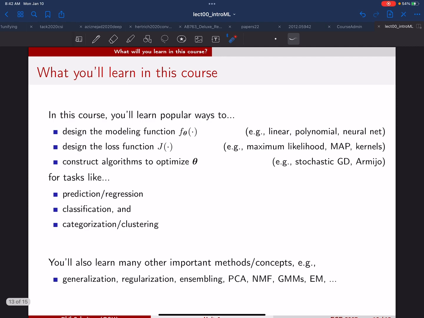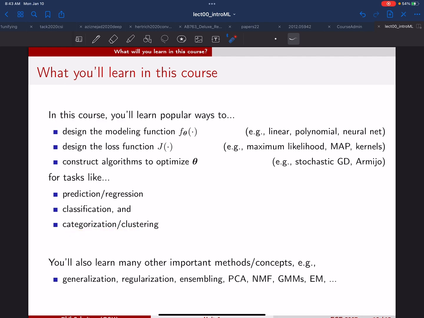So, like I said, we're going to learn different ways to design this modeling function f, some examples, some buzzwords: linear models, polynomial models, neural networks. We'll learn different ways to design the loss function J, for example, maximum likelihood principle, maximum a posteriori, kernel methods. Construct algorithms to do the optimization of the parameters: stochastic gradient descent, the LMS rule, applied to tasks like prediction, regression, classification, categorization, clustering.